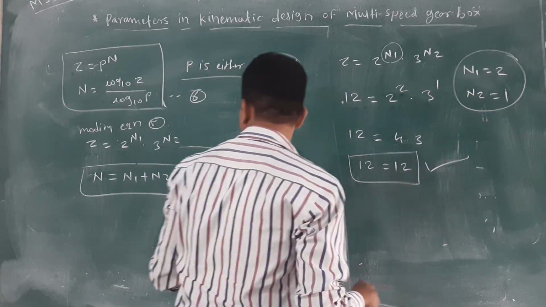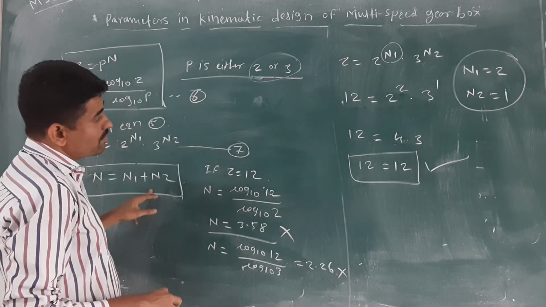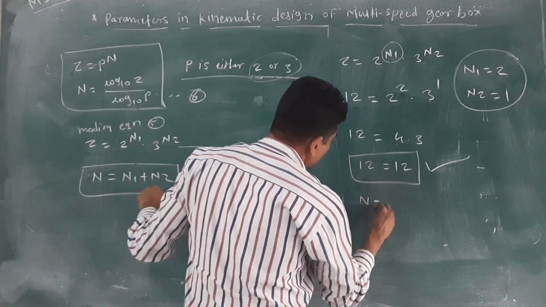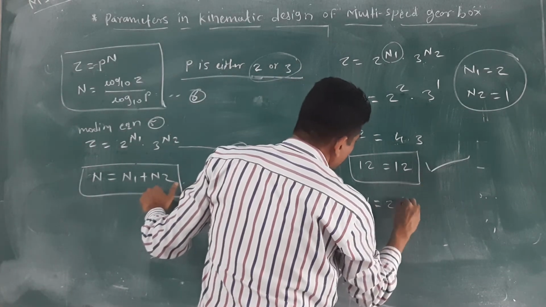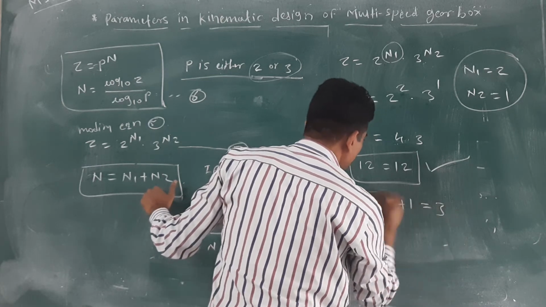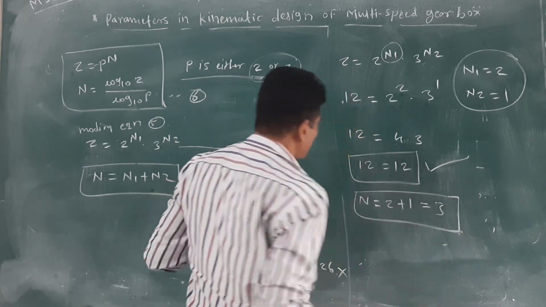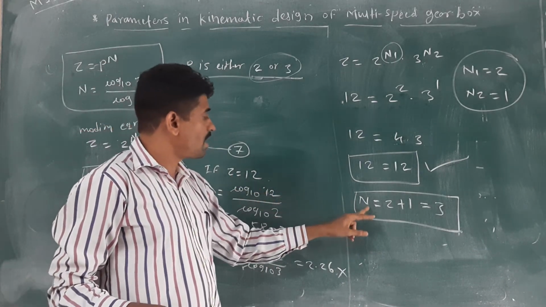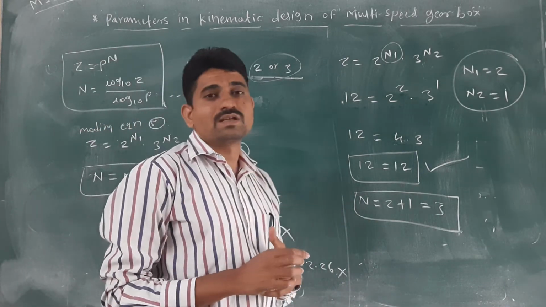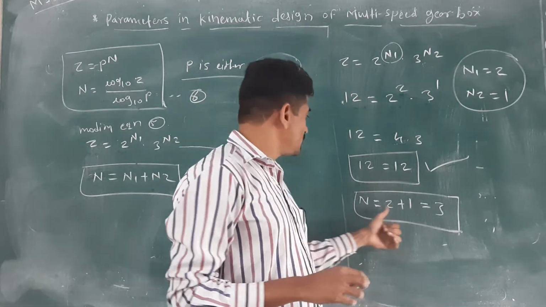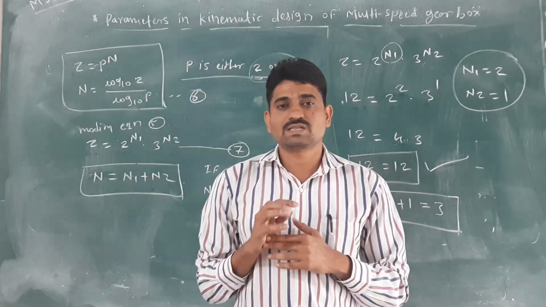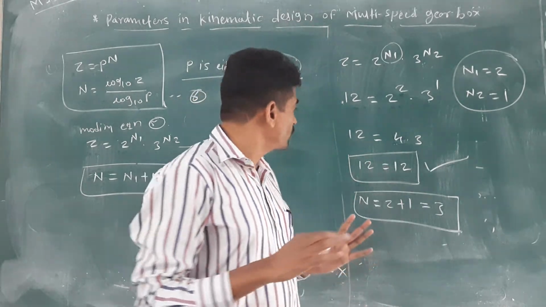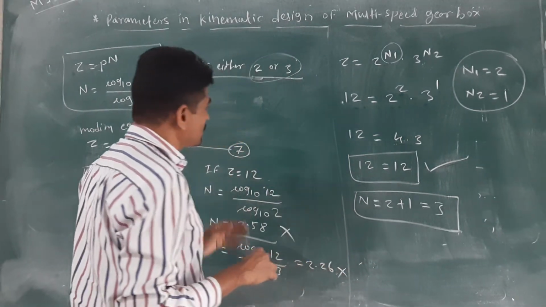Then we know the formula n is equal to n1 plus n2. What is n? 2 plus 1 is equal to 3. For this given gearbox, if z is equal to 12, then how many stages are there? n is equal to 2 plus 1, which means there are 3 stages. All of you getting this? You can understand better with the help of this example.